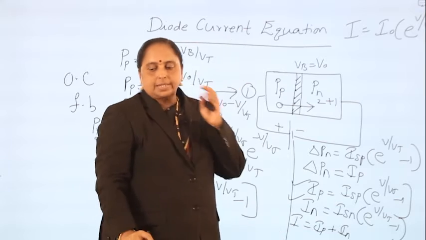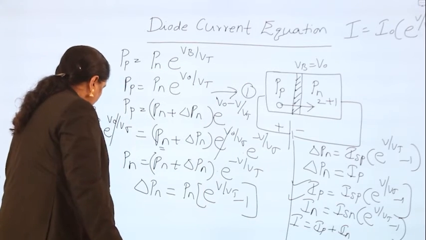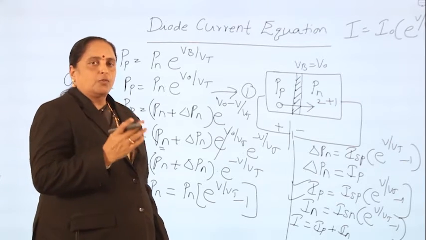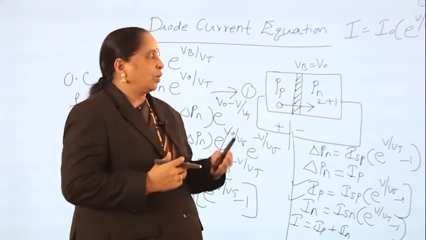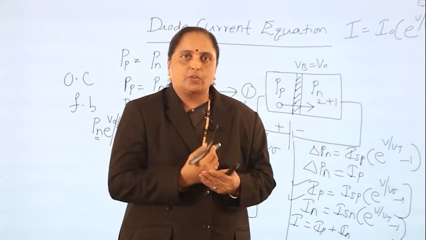Okay, so this is known as the expression for the diode current equation. Now let us study the different cases. Suppose the forward bias voltage is increasing, what is the effect on this equation? Suppose a reverse voltage is applied to the diode, what will happen?